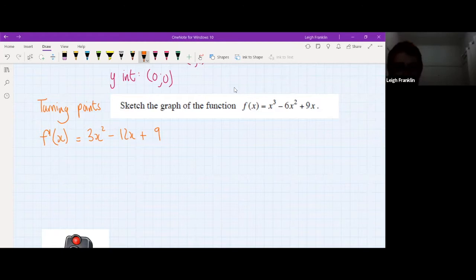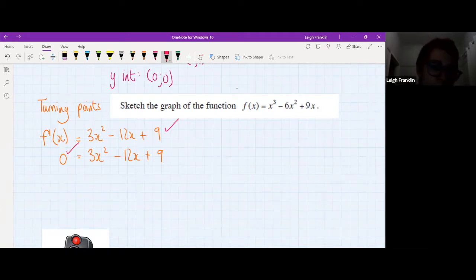We have to make it equal to 0. Okay, because the gradient at the turning point is 0. The gradient at the turning point is 0. Lovely. Now, matrics, you get a mark for writing down the first derivative. You get a mark for saying that the derivative is 0 at the turning point. Okay, so those are two very important lines that you must show. What are we going to do next?